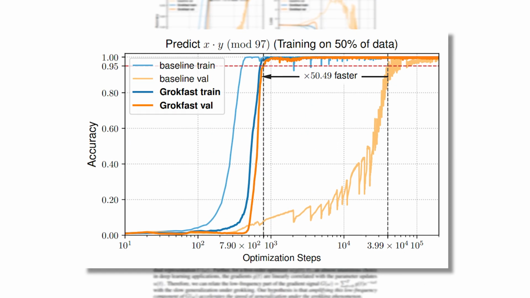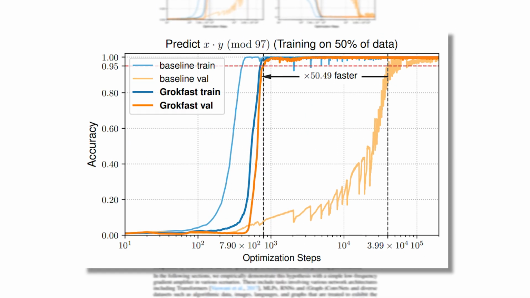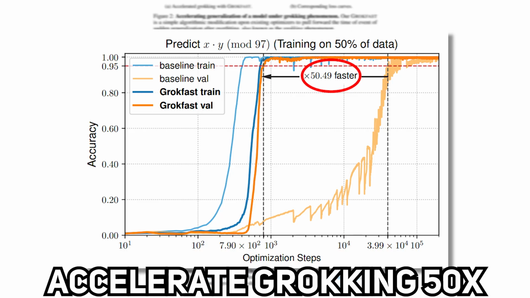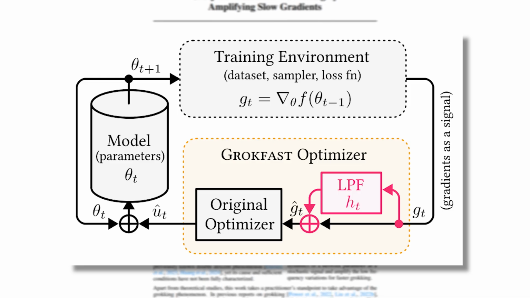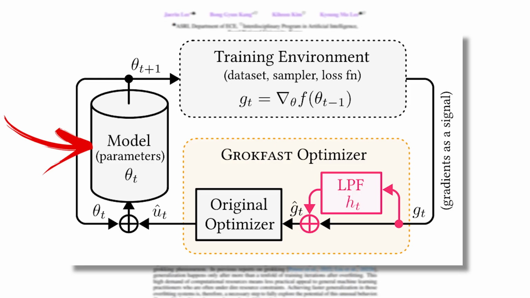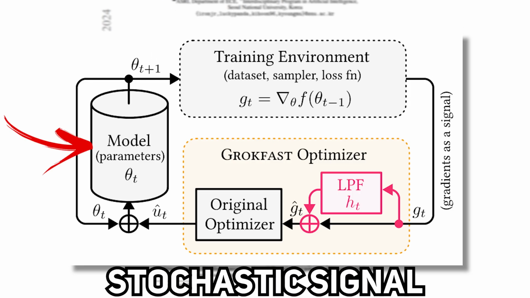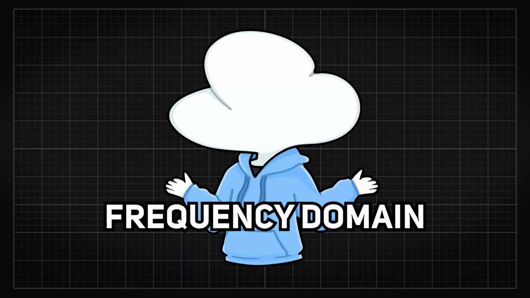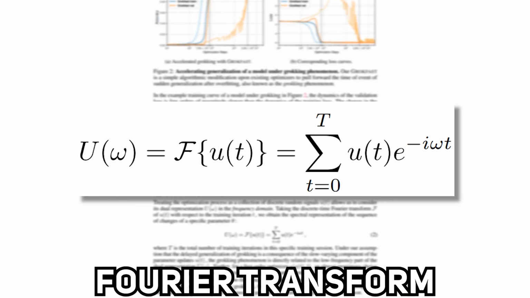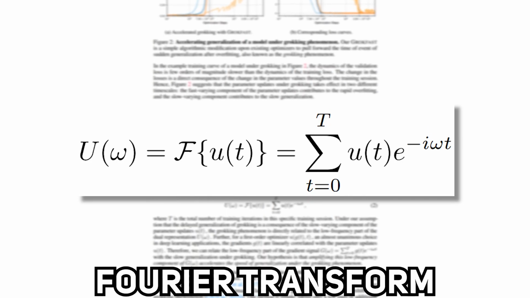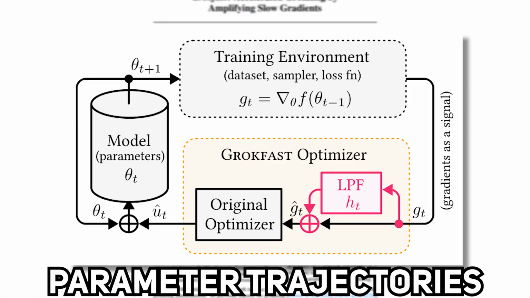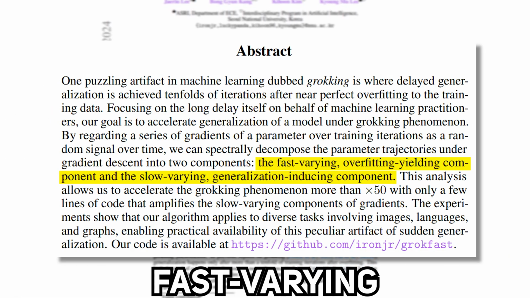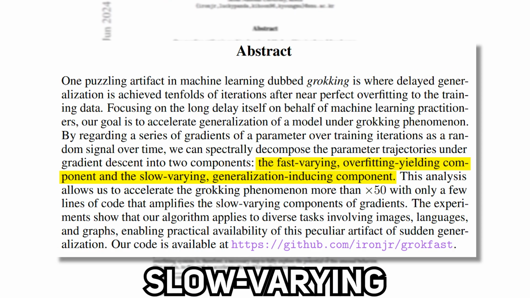The major achievement of Grokfast is that they have made an implementation which can accelerate grokking by 50 times, which is absurd. How they have achieved this was by assuming the change of value of each model's parameter over the training iterations as a random stochastic signal over time. And by converting stuff into the frequency domain, it means that Fourier transform can be used to break down the signal for further interpretation, in which they found out that they could decompose the parameter trajectories under gradient descent into two types, a fast varying overfitting yielding component and a slow varying generalization inducing component.